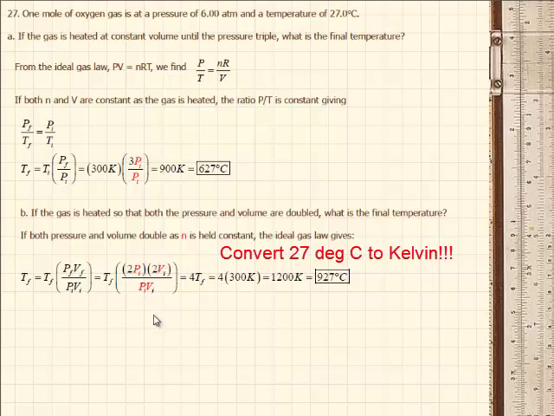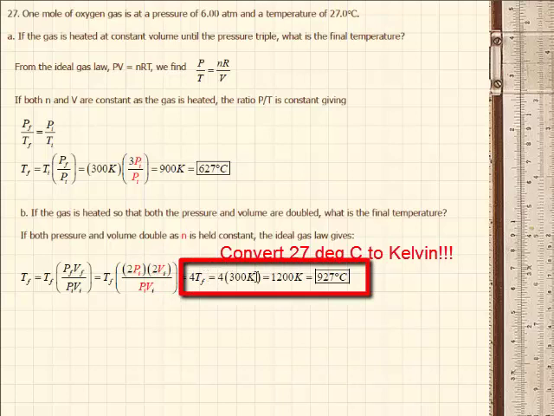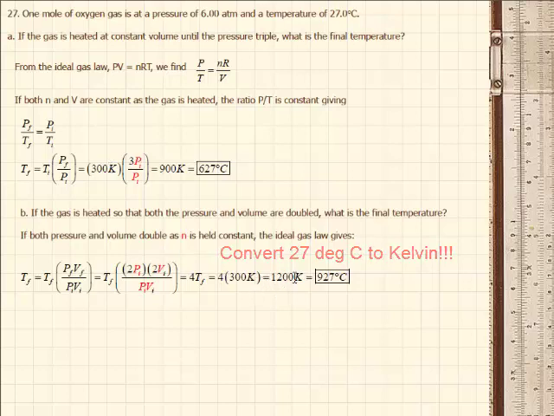Again, those terms cancel out, and I'm left with a value of 2 times 2, or 4 times the initial temperature. The initial temperature we solved for up here, actually we were given 300 K. Let's see, where is that? Okay, so we got 300 K up here, so 300 Kelvin times 4 gives us 1200 Kelvin, or 927 degrees Celsius.